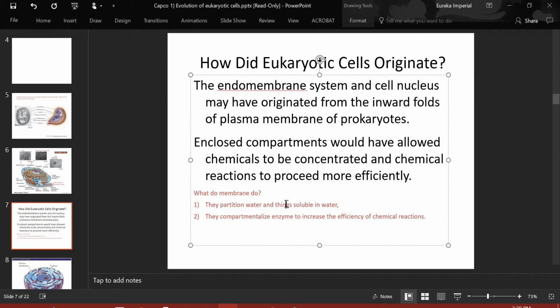So, yes, they separate the inside environment from the outside environment because the water that's on the inside of the cell doesn't easily leave to go to the outside of the cell, and all the enzymes that are on the inside of the cell, changing the environment of water, are uniquely there because they're water soluble and they can't move across the plasma membrane of the cell. You're partitioning molecules of life inside the cell from the molecules of non-life outside the cell. And the other thing they do is they compartmentalize enzymes to increase the efficiency of chemical reactions.